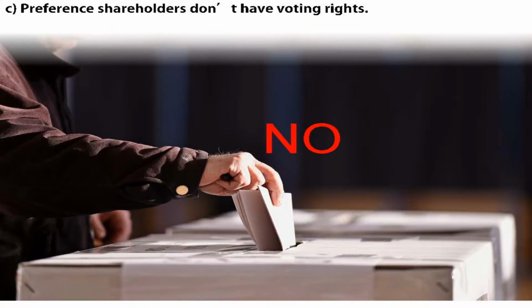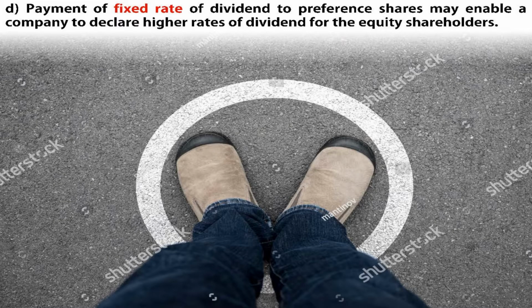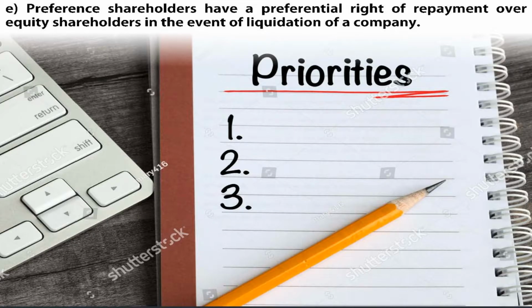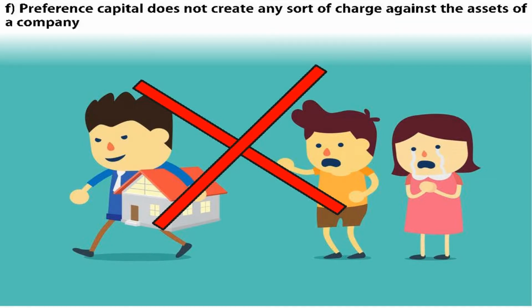Preferential shareholders don't have voting right. Payment of fixed rate of dividend to preference shares may enable a company to declare a higher rate of dividend for equity shareholders. Preference shareholders have preferential right of payment over equity shareholders in the event of liquidation of the company. Preference capital does not create any sort of charge against the asset of the company.